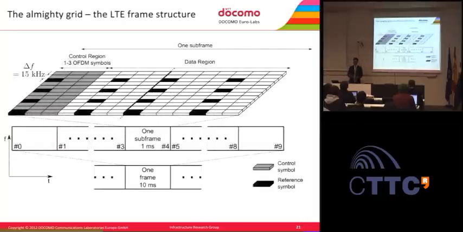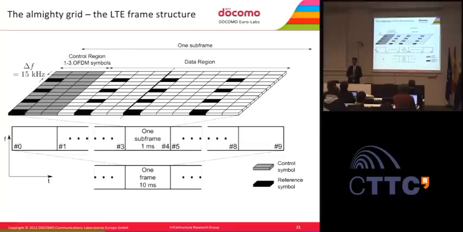Okay, but before I do that, I have to show you this figure because you need to know how things are distributed in it. So this is the physical layer frame structure in LTE, the almighty grid. It contains 14 OFDM symbols in the time domain and 12 subcarriers in the frequency domain. The subcarriers are spaced at 15 kilohertz, and this whole subframe is 1 millisecond long.